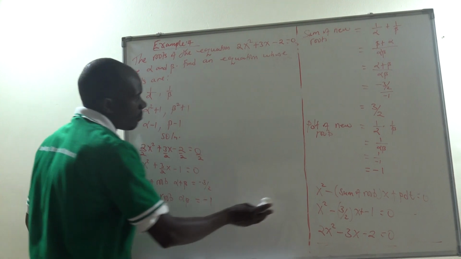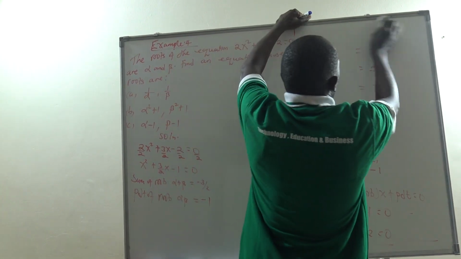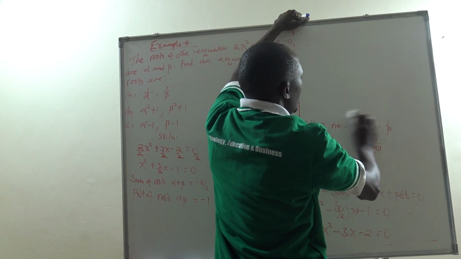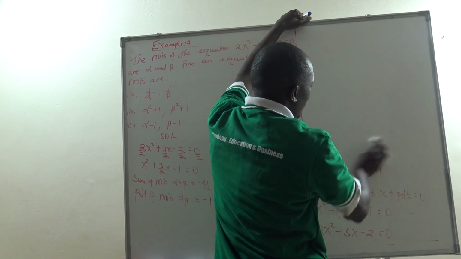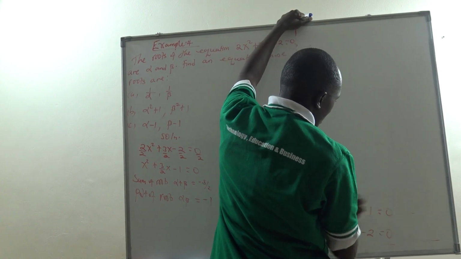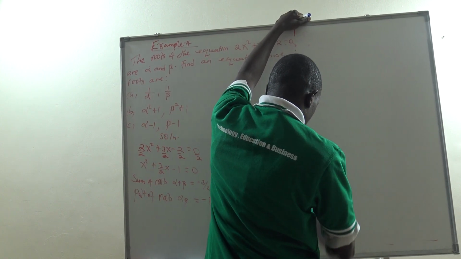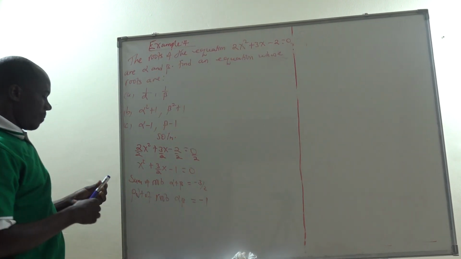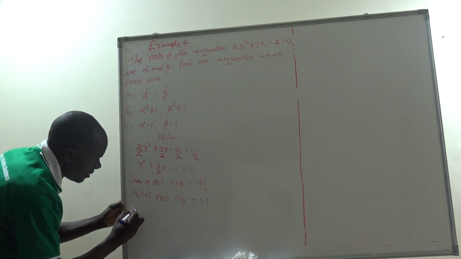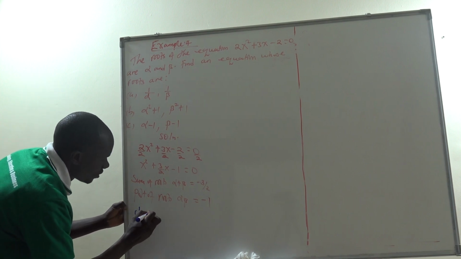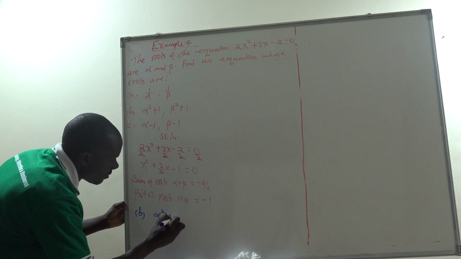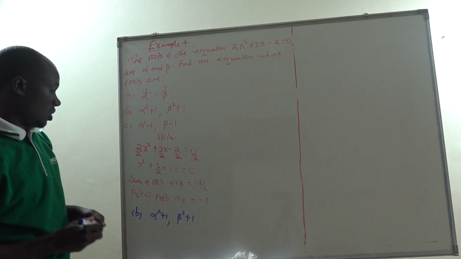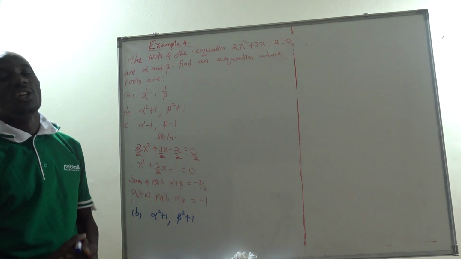We are going to go to part B and we'll also see which kind of an equation is going to come out when you are having those related roots. So our part B is alpha squared plus 1 comma beta squared plus 1. So what is the first step? Still the same story. Look at the sum of the new roots.